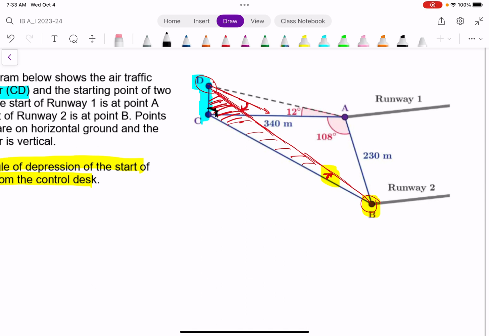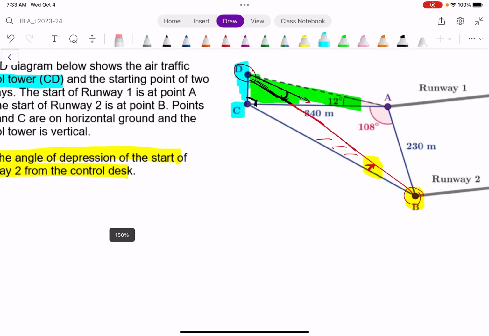If I look at this, for example, I can figure out the height from D to C by looking at this triangle sticking out from the diagram. So maybe to clean this up a bit. Oh no, I got rid of too much. So if I look at this triangle, I'll highlight in green here. I have a right triangle with a base of 340 and an angle of elevation of 12 degrees, so I can now find the height of DC, and I can find that using the tangent ratio.